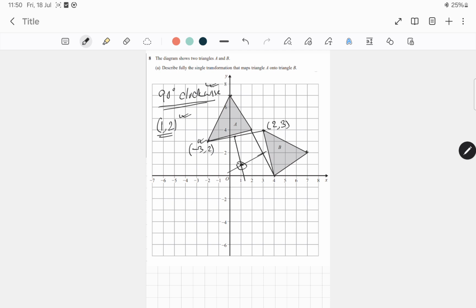Both the coordinates get interchanged, and the one at the right, after interchanging, gets the opposite sign. So if this is (x, y), a 90 degree clockwise rotation will make it (y, -x), and that's what happened here. (-3, 2) became (2, 3). So this particular point is actually the correct center.